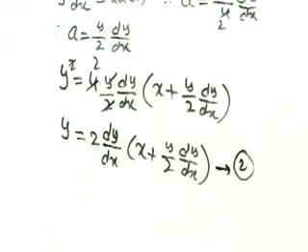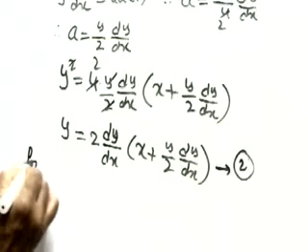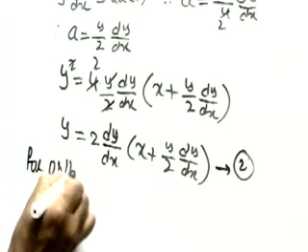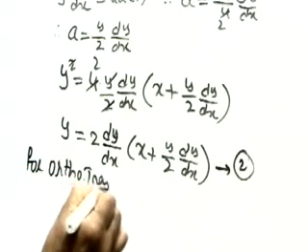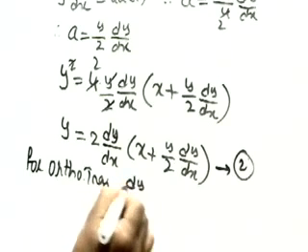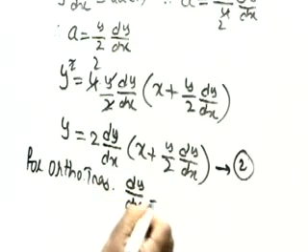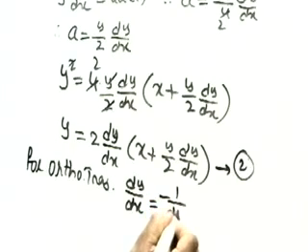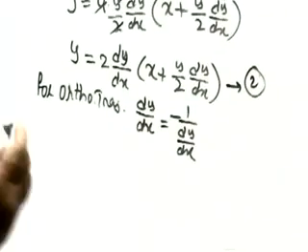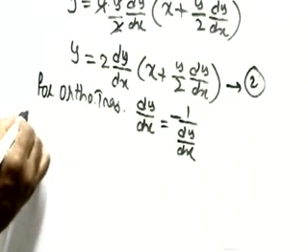After changing also, if we get the equation same like this, then we can say that the curve is orthogonal. For orthogonal trajectory, what we have to do? We have to change dy by dx to minus 1 by dy by dx. Okay, so let me change this one. In place of dy by dx, I am substituting minus 1 by dy by dx.